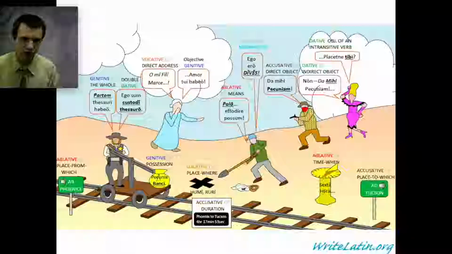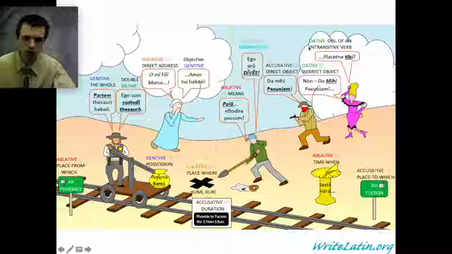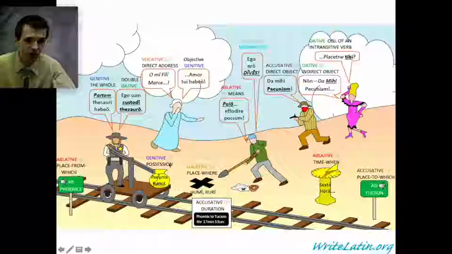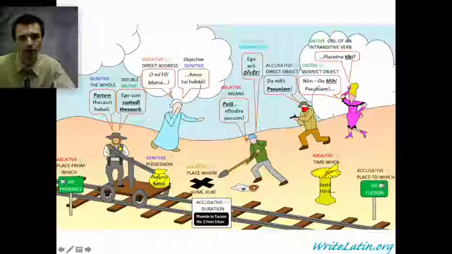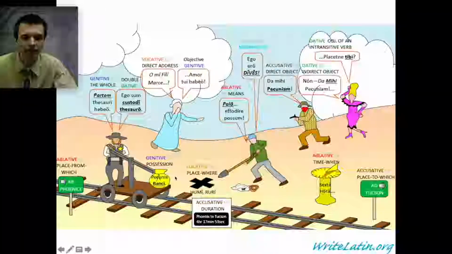Now, what are case functions? Latin has not just cases, but a whole bunch of functions for each case. Each case can do multiple things, and so there are multiple functions. Like you see in blue, we've got genitive of the whole part, of the treasure, but we also have genitive of possession, the bank's money. So there's many different things that a single case can do.